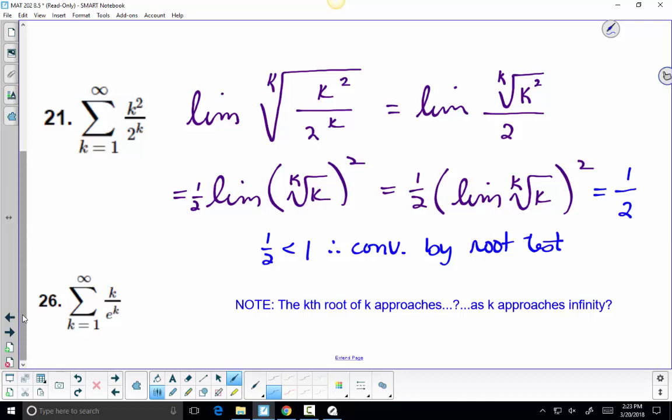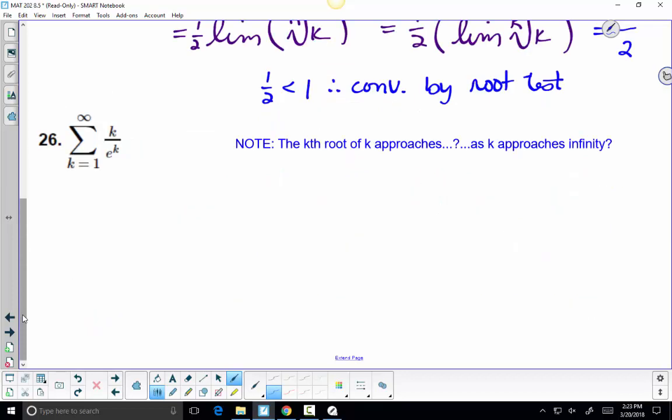Oh, yeah, we just did that. The limit of the kth root of k is 1. All right, let's try this one. You guys try this one, 26. So try that with the root test. Take the limit of a sub k to the 1 over k as k goes to infinity. Is that e to the k? Yes, that's e to the k.